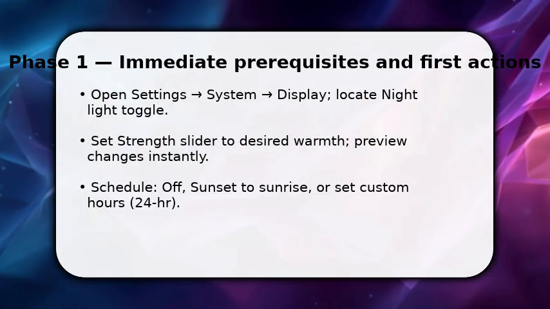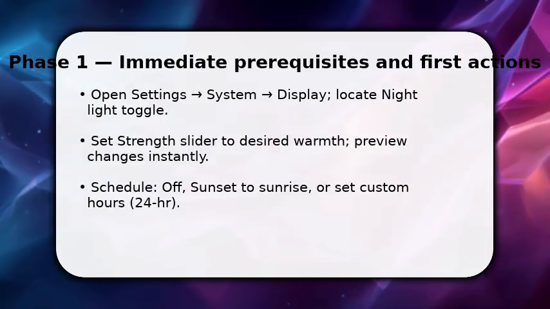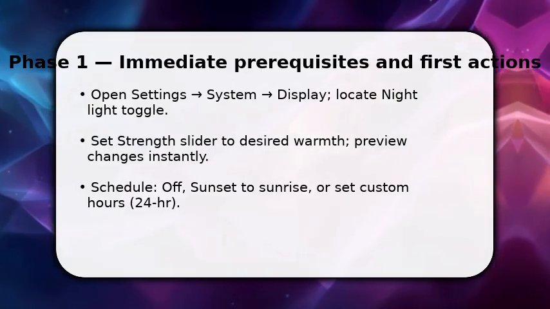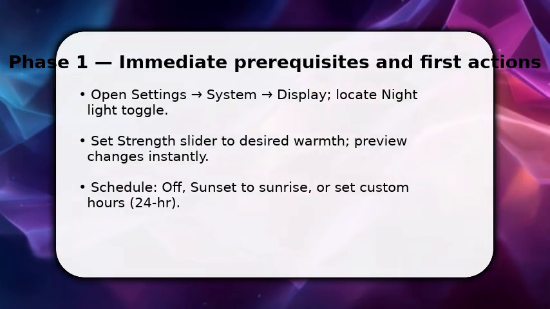You'll begin by turning on the built-in nightlight, so blue light drops immediately. Open Settings, go to System then Display and flip Nightlight on. You'll see warmer tones right away.